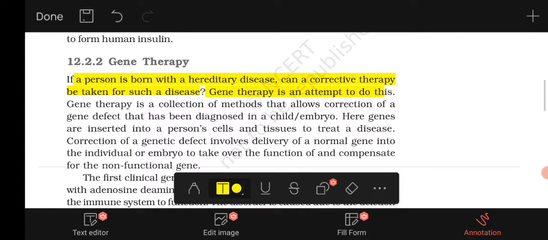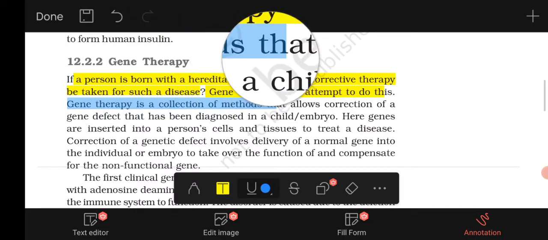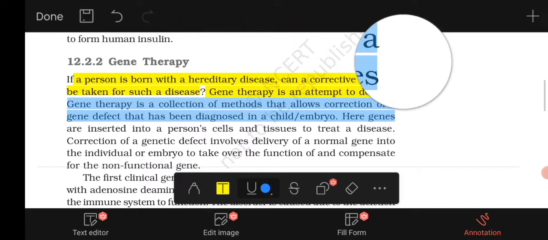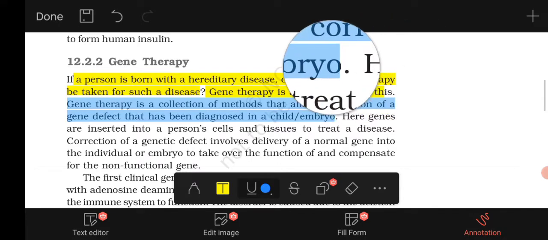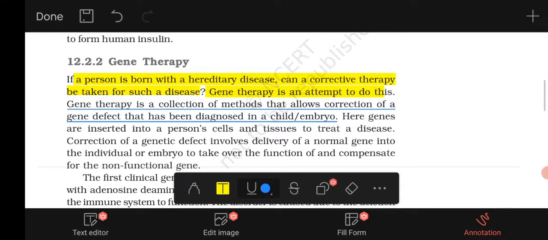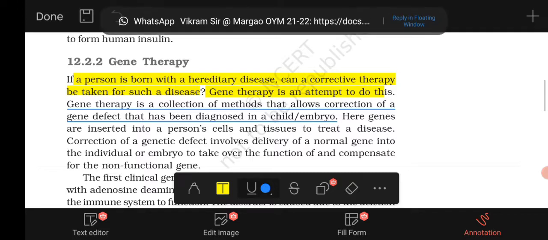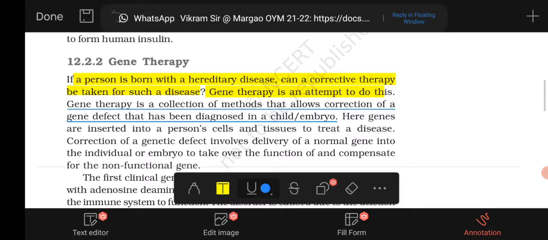So what is this gene therapy? Gene therapy is actually a collection of methods that allow a correction of a gene defect that has been diagnosed in a child. So this gene therapy is a collection of methods. It is not a single process or a single method.